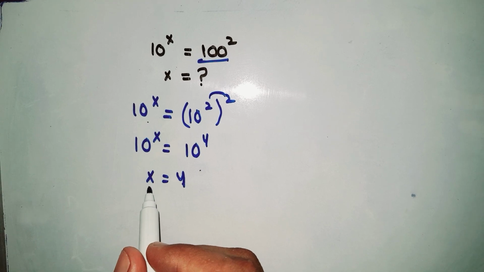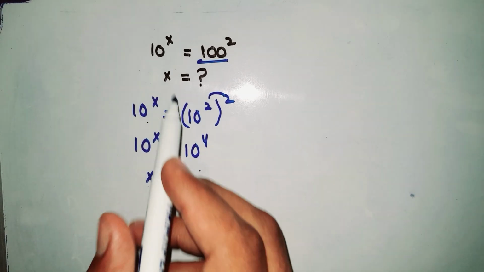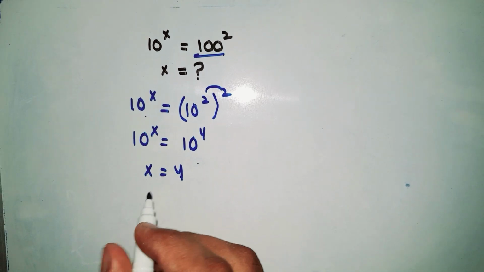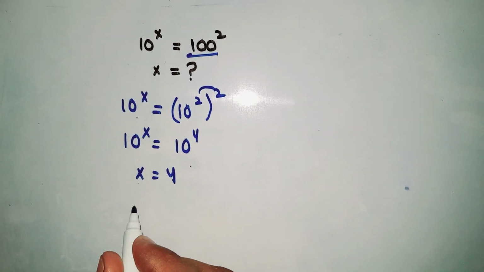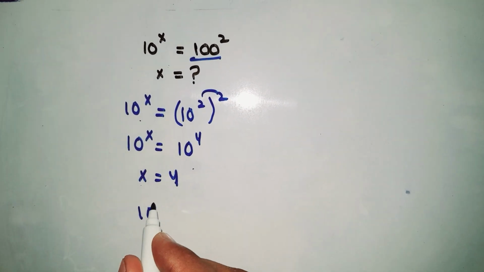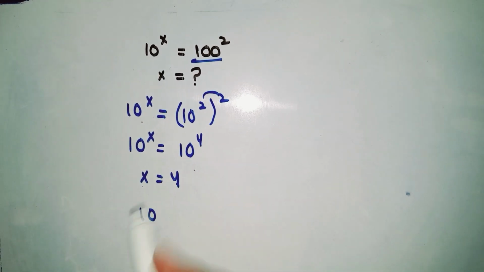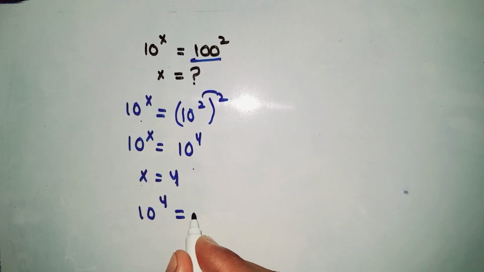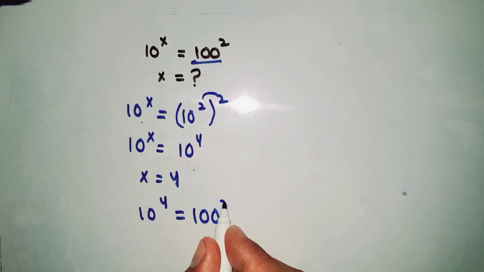Now we have found the value of x. Now we put the value of x in this equation and let's see if our answer is right or wrong. So we write here 10 power 4 instead of x is equal to 100².